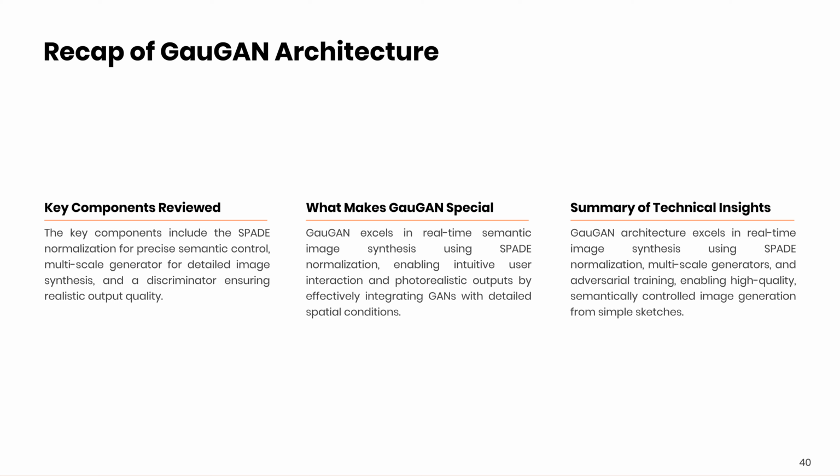First, SPADE normalization. SPADE stands for Spatially Adaptive Normalization, and in plain terms, it modulates how features are scaled and shifted at every layer based on the semantic map you provide.